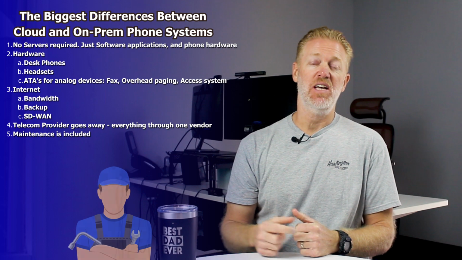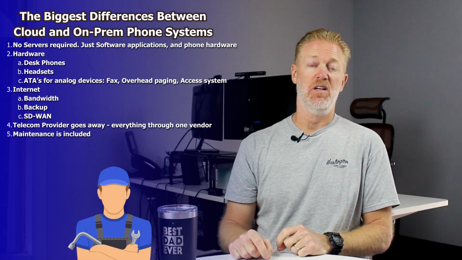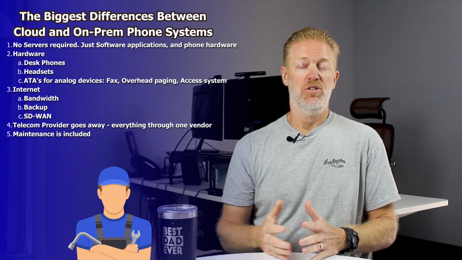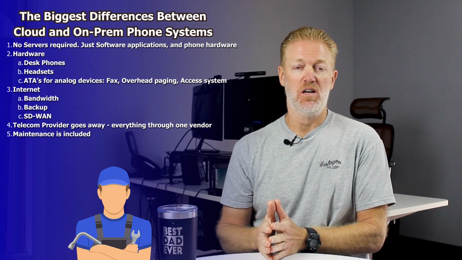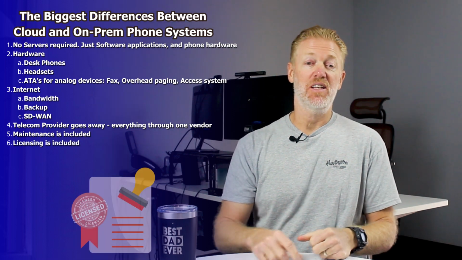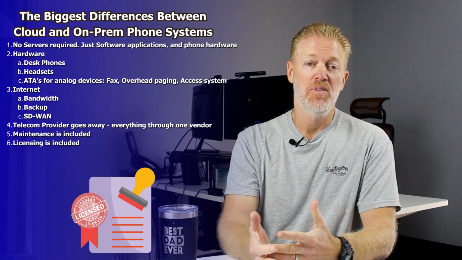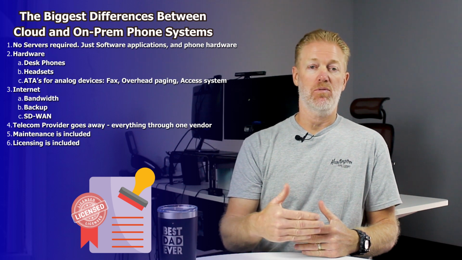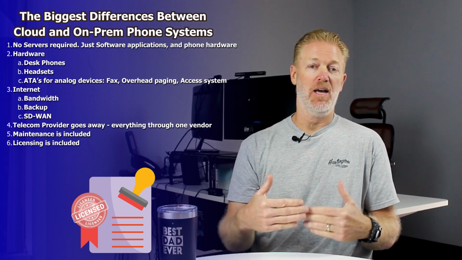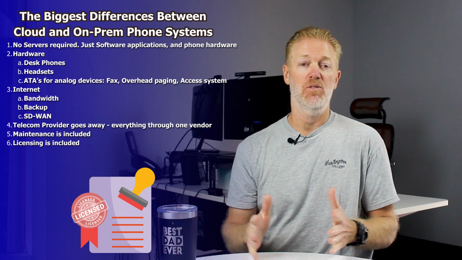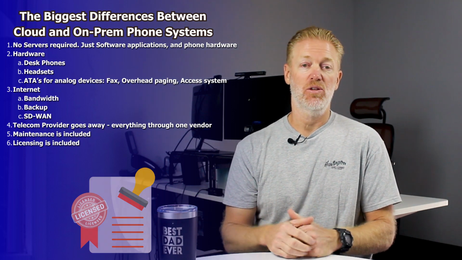A nice thing about cloud phone systems that's different than on-prem is that maintenance is included. So you no longer have to purchase a maintenance contract. So that's all included with cloud phone systems. Another thing that's included is licensing. So with on-prem systems, remember in the past, your licensing expires. You have to renew your licensing. You have to pay every 3 to 5 years or so for licensing. Not the case with cloud phone systems. Licensing is included as well.